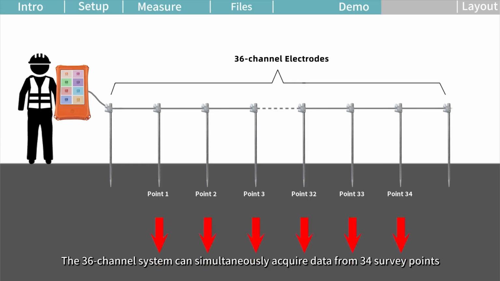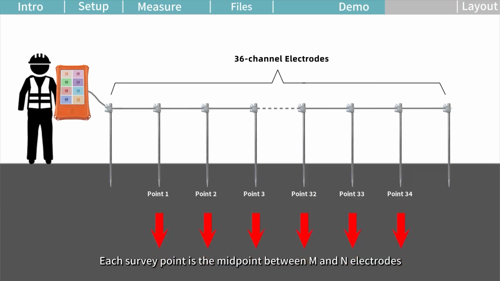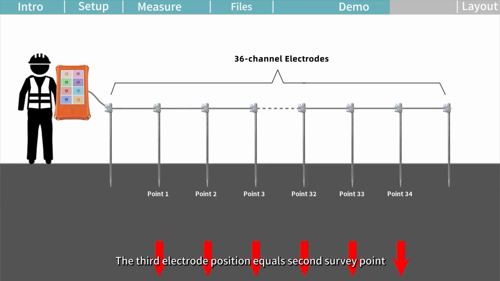The 36-channel system can simultaneously acquire data from 34 survey points. Each survey point is the midpoint between M and N electrodes. The second electrode position equals first survey point. The third electrode position equals second survey point. Repeat until the entire profile is measured.